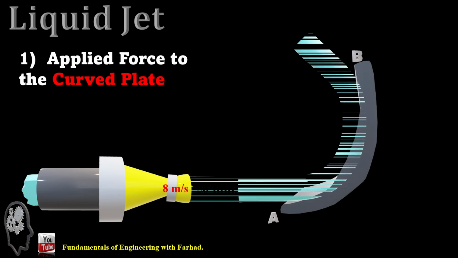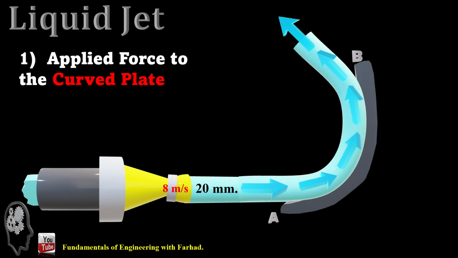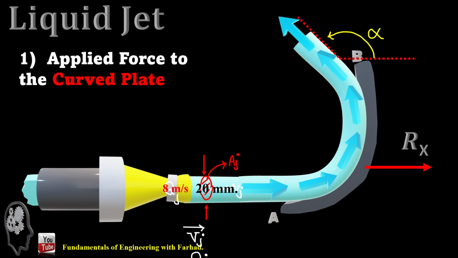So let's consider the geometry of the problem. There is a stream flow coming out of the nozzle, a 20 millimeter nozzle, at a speed of 8 meter per second, and then it collides with a moving blade which itself moves to the right in the direction of the flow, and then deflects by an angle of alpha, which is 120 degrees.